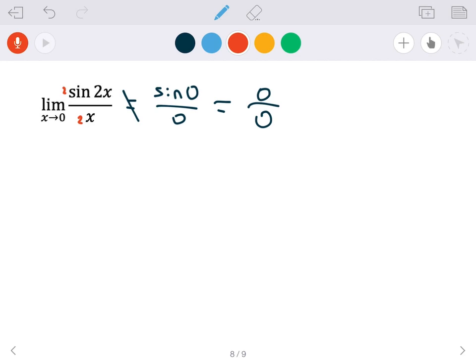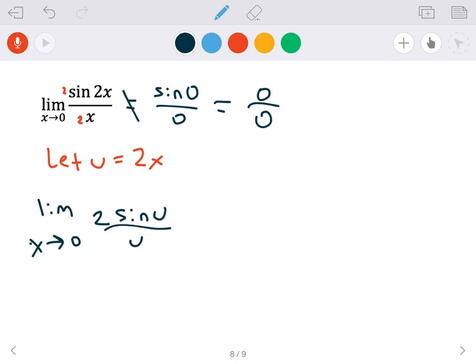So what I'm going to do now is rewrite this limit where I've multiplied that by 2 over 2, and I'm going to do another trick here where I'm going to let u equal 2x. So the first thing I've done, I've multiplied by 2 over 2, and now I'm going to let u equal 2x. So rewriting my limit, the limit as x approaches 0 of 2 times the sine of u over u.